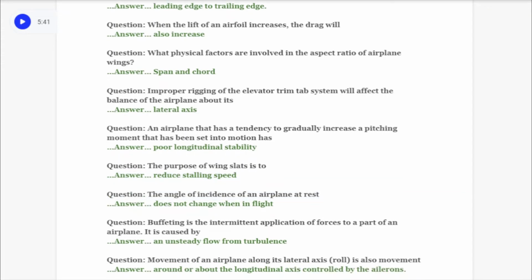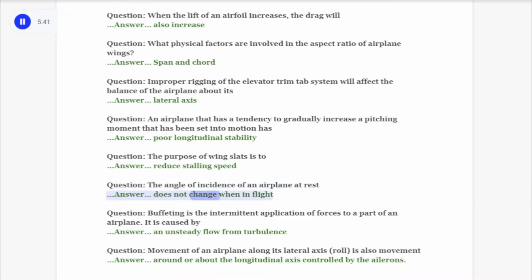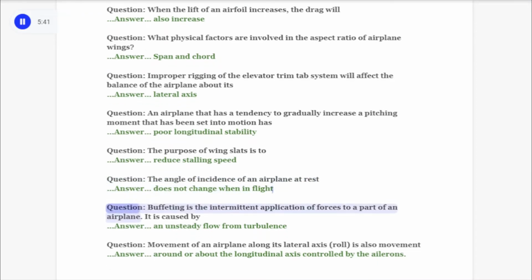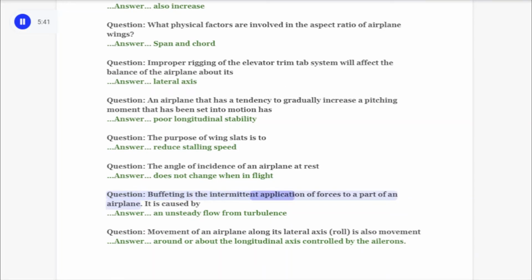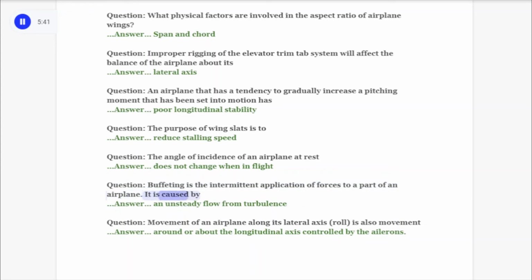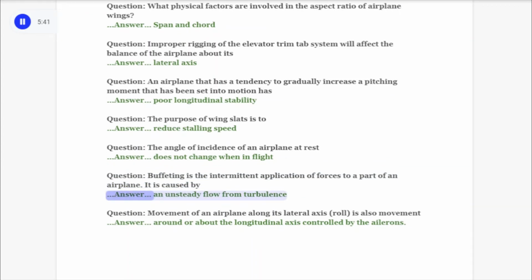Question: the angle of incidence of an airplane at rest. Answer: does not change when in flight. Question: buffeting is the intermittent application of forces to a part of an airplane. It is caused by... Answer: an unsteady flow from turbulence.